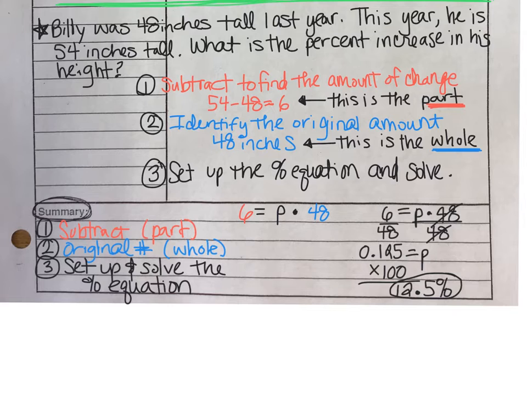In summary, the 3 steps to solve a percent change problem ask you to first subtract the original number and the new number to find the change. That's your part. Step 2, identify the original number. What was it before there was a change value? That is your whole. And 3, substitute your part and whole into your percent equation and solve to find the percent of change.